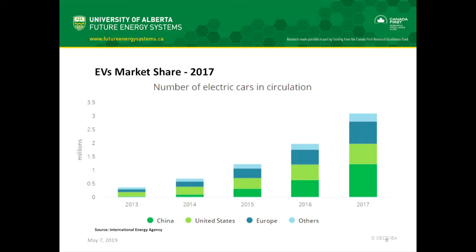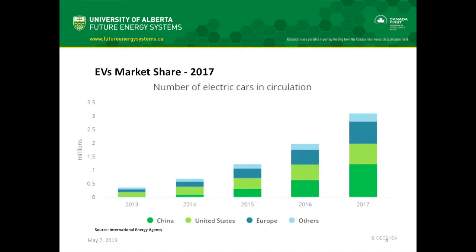Moving on, why do we want these fast charging stations in Edmonton or anywhere around the world? The reason is the trend of rising electric vehicles over time. In 2013, there were less than 0.5 million electric vehicles, and most of them were in the United States. From 2013 up till 2017, they almost doubled every year, and by 2017, there were something above 3 million electric vehicles running on roads all over the world.